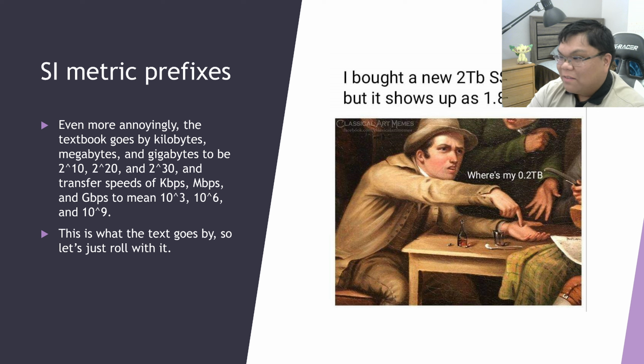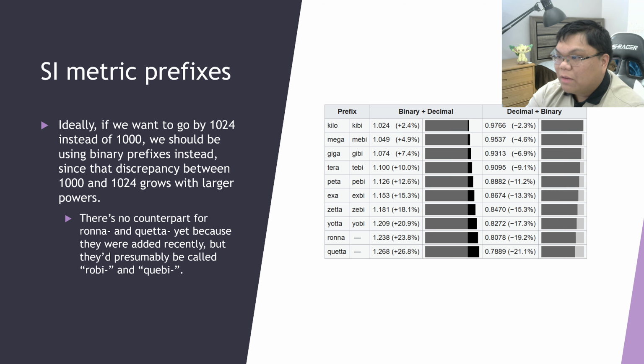And that's because the drive is being marketed as being 2 to some power number of bytes, but the system is reading it as 10 to some power of bytes. And it just causes a bit of confusion. And at worst, it makes it like you're being ripped off. Ideally, we should be using binary prefixes instead.